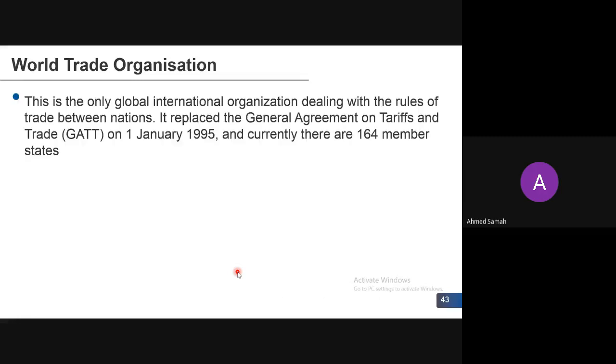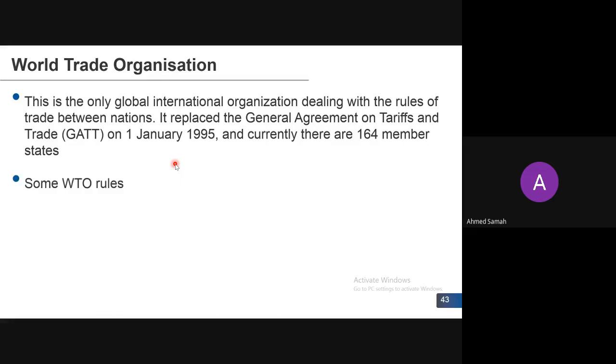So this is the only global international organization dealing with the rules of trade between nations. It actually replaced the previous General Agreement on Tariffs and Trade in 1995. Currently there are 164 member states in the WTO.